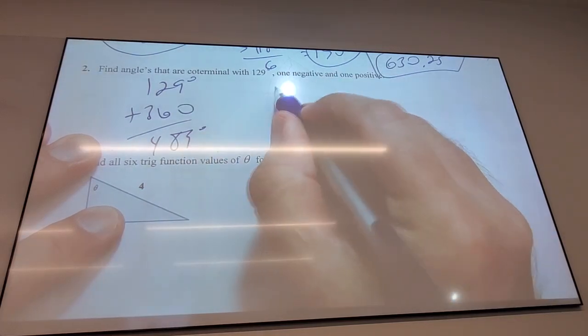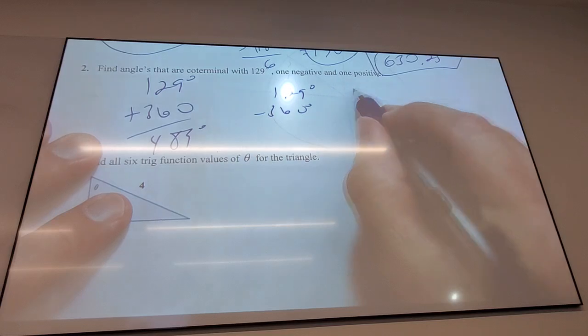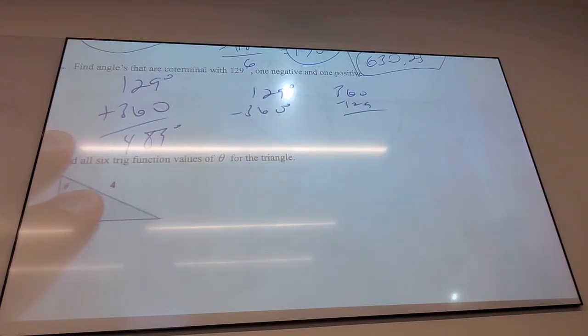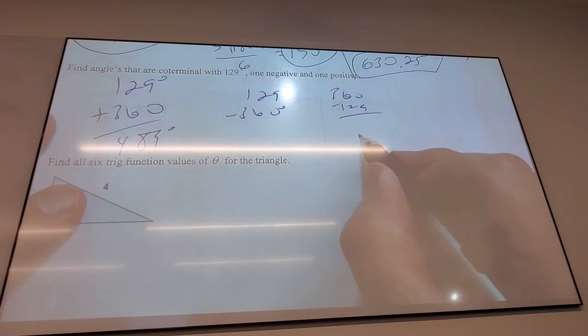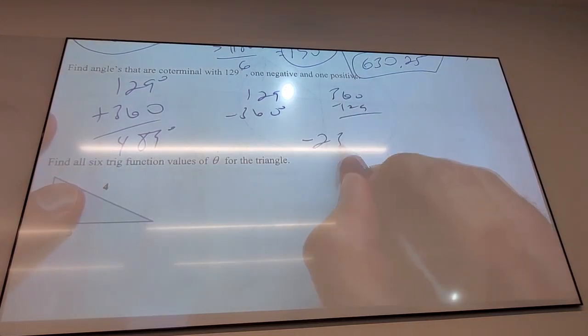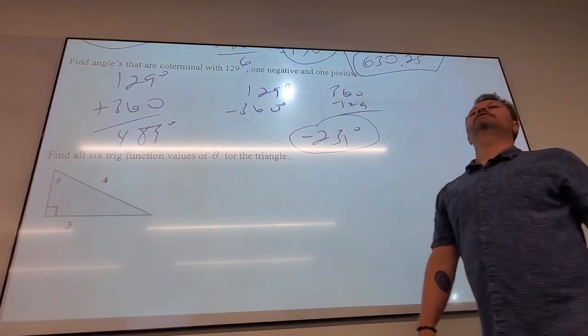How do I get a negative coterminal angle? Subtract 360, so I can do 360 minus 129. Or you can just do it in your calculator. So what do you get? 231? Is that right? Yep. Negative 231 degrees. All right, so coterminal, silly easy.